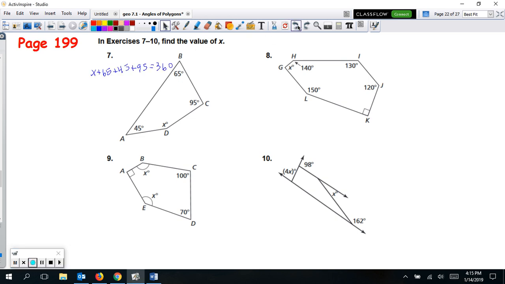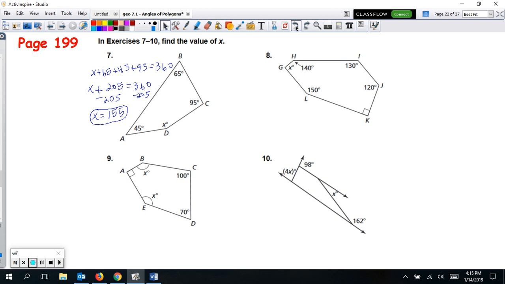So adding all those up, x plus 65 plus 45 plus 95, it's going to equal 360. Let's add these numbers together here to kind of simplify that. So now it's going to be x plus 205 equal to 360. Just subtract the 205. We'll get our answer now. When we subtract 205, 360 minus 205 gives us 155. So that's the value of x for number 7.